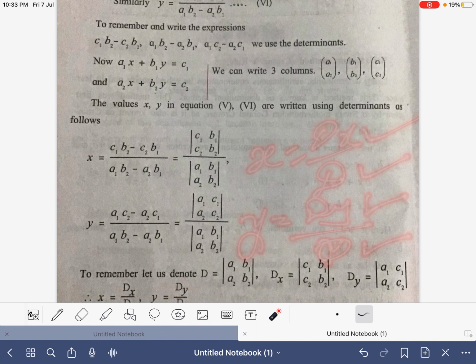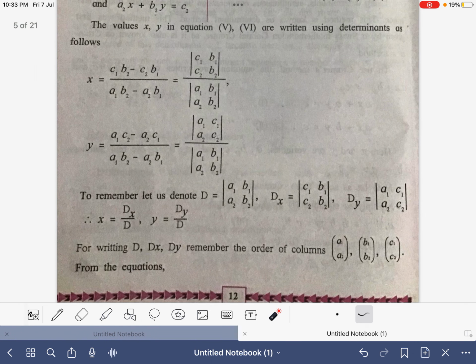So keep in mind that these are the determinants for D, Dx and Dy. If you want to keep them in mind with a short trick, write down D is equal to, write down ab.